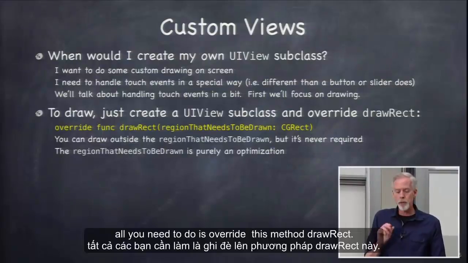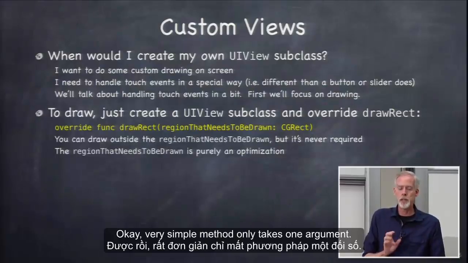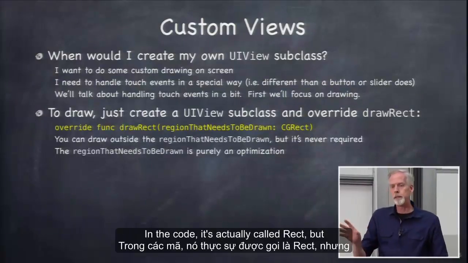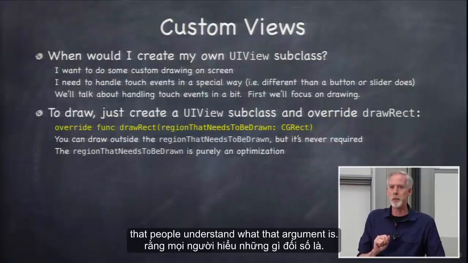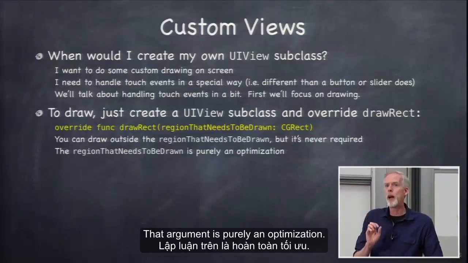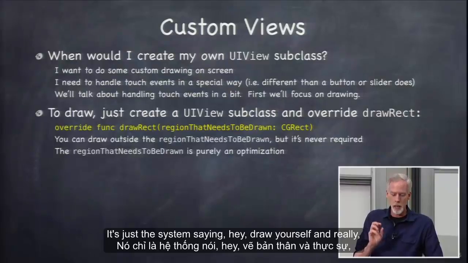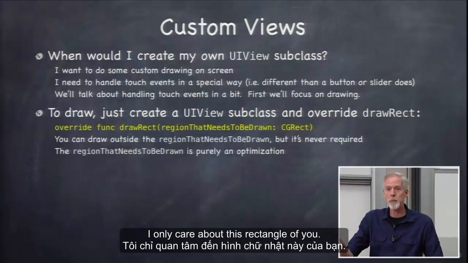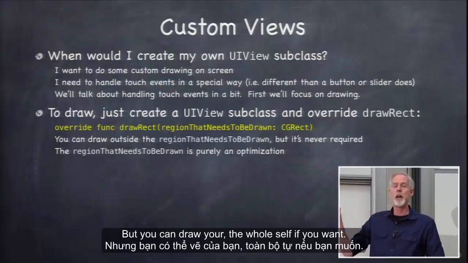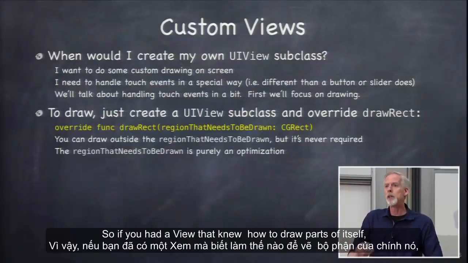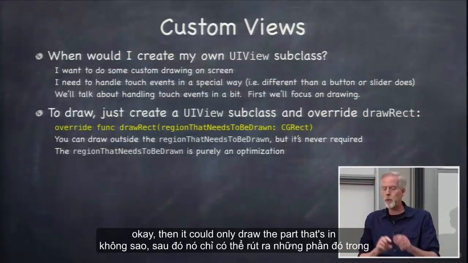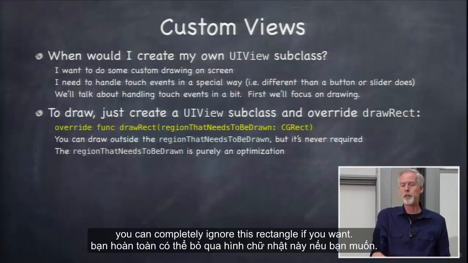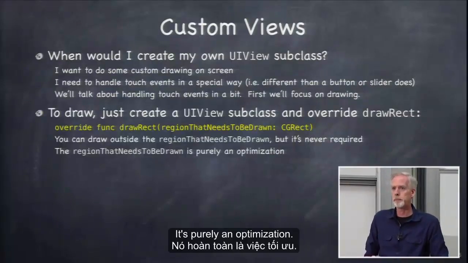To draw in your UIView, all you need to do is override this method drawRect. Very simple method, only takes one argument. In the code, it's actually called rect, but I've renamed it to be region that needs to be drawn so that people understand what that argument is. That argument is purely an optimization. It's just the system saying, hey, draw yourself, and really I only care about this rectangle of you. But you can draw the whole self if you want. So if you had a view that knew how to draw parts of itself, then it could only draw the part that's in this rectangle. But you can completely ignore this rectangle if you want. It's purely an optimization.